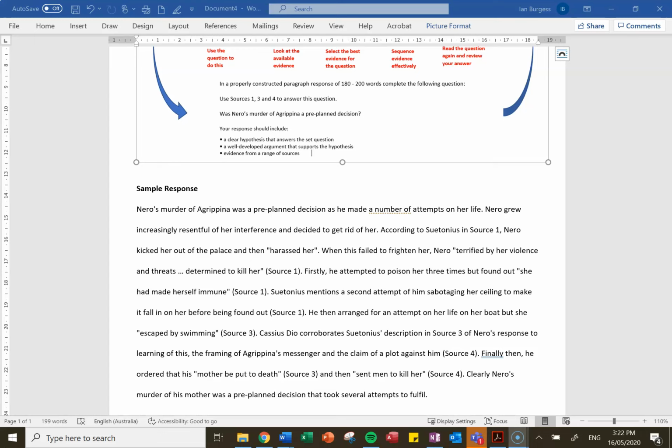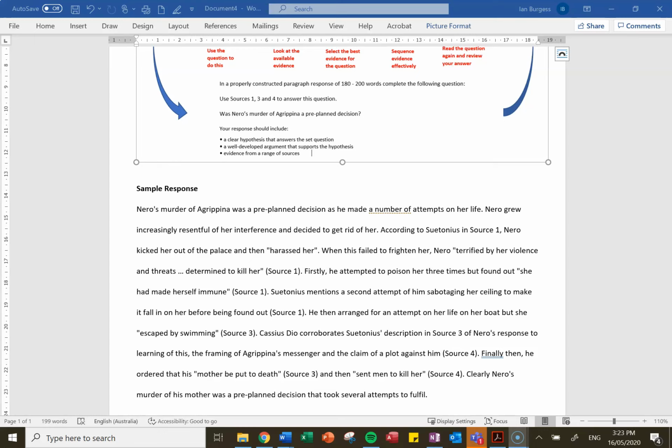So then we start into our response. So Nero grew increasingly resentful of her interference and decided to get rid of her. So that is our first argument. All right. So the fact that now that he is an older man, he doesn't want his mother interfering in what he's doing, trying to get him to do what she wants. He's old enough to do what he wants. So sick of being bossed around.